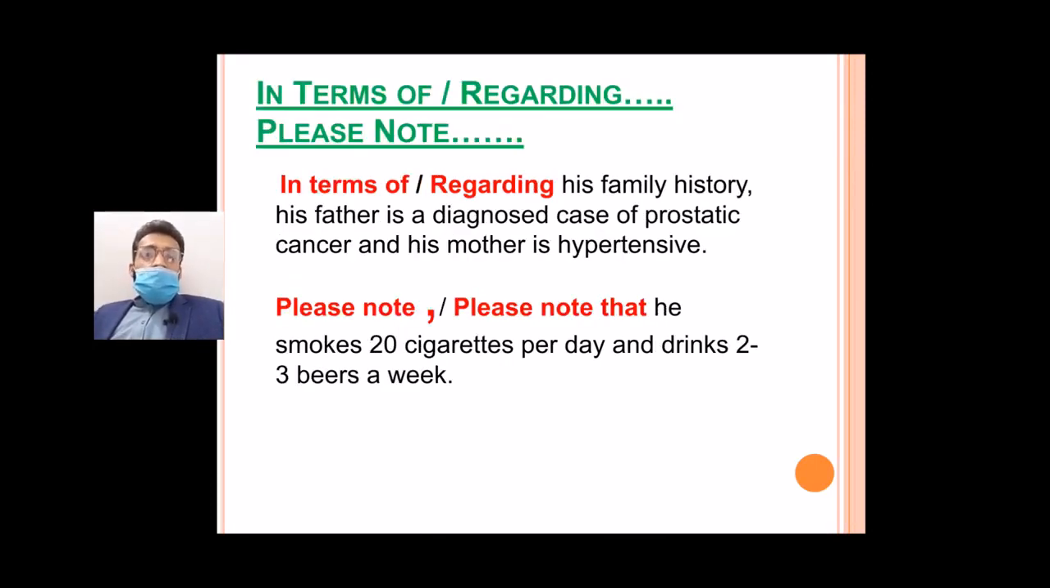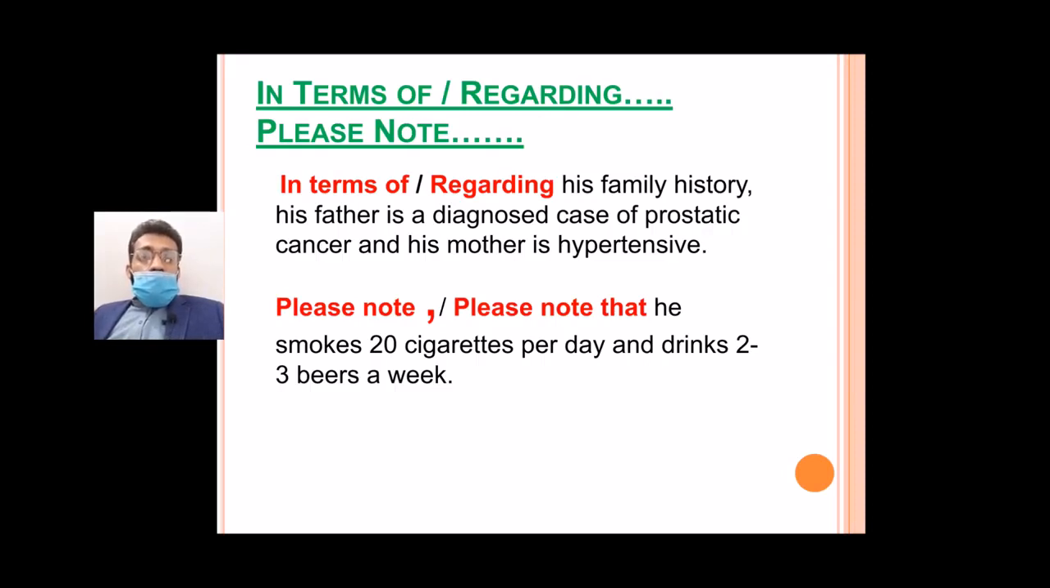After the introductory paragraph, we move to the social history paragraph, in which you should mention social history, past medical history, any allergic history, and personal history which is related to your diagnosis. We can start this paragraph with connectors like "in terms of" or "regarding". If you want to use "in terms of", you can start "in terms of his medical history", or you can also use "regarding his family history", put a comma here. His father is a diagnosed case of prostatic cancer and his mother is hypertensive.